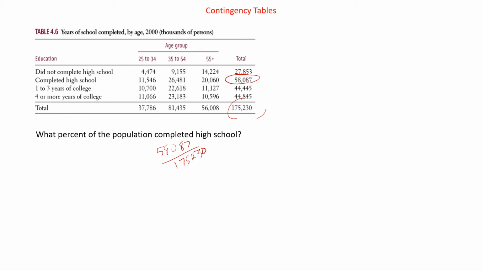And then you can use a calculator to calculate that out. You wouldn't do that in your head. That would be a bit ridiculous. But you can find the percentage there. It's just the total divided by the total. And that's the completed high school.